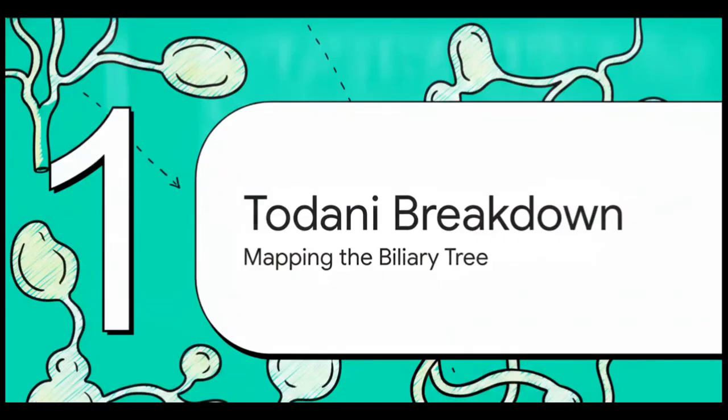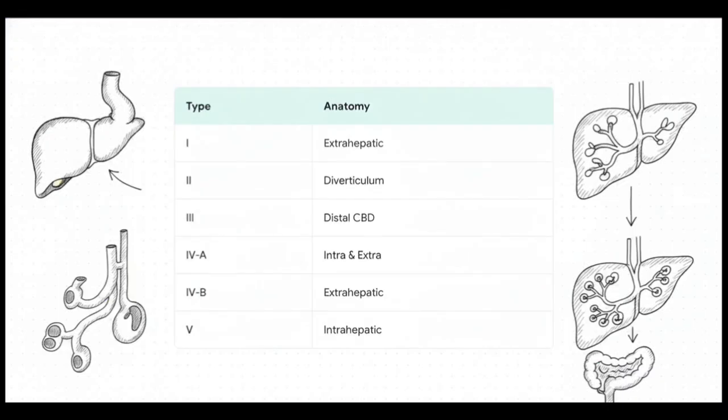All right, Part 1, the Todani classification breakdown, mapping the biliary tree. To really, truly memorize this whole system, you've got to treat it like a visual memory journey. When we map out all 5 types, a super logical anatomical flow just instantly reveals itself. We're not just memorizing random Roman numerals here. We are actually moving from extrahepatic disease, meaning outside the liver, down into the duodenum, and then tracing it all the way back up deep into the intrahepatic ducts inside the liver.